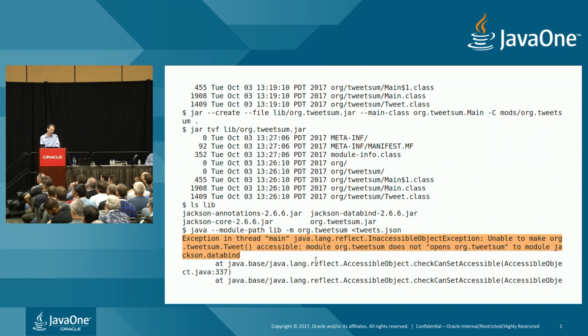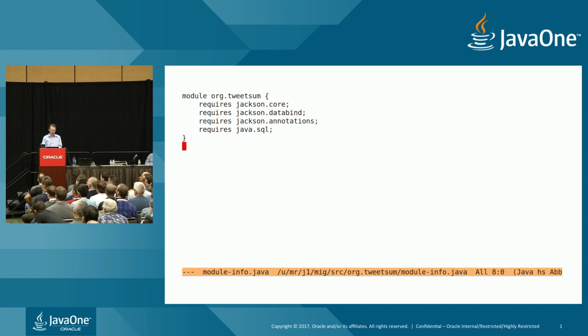So basically what's going on here, the Jackson data binding library, like most data binding libraries, is using reflection to dig in to the Pojo class that it's trying to support. And that's not working, because the module declaration for the tweetsum module doesn't make it available. It's an internal package.